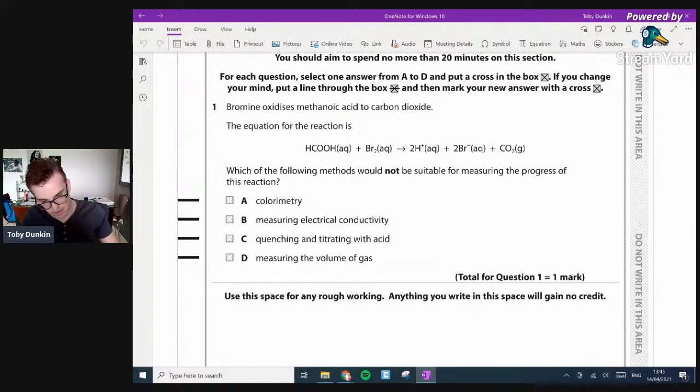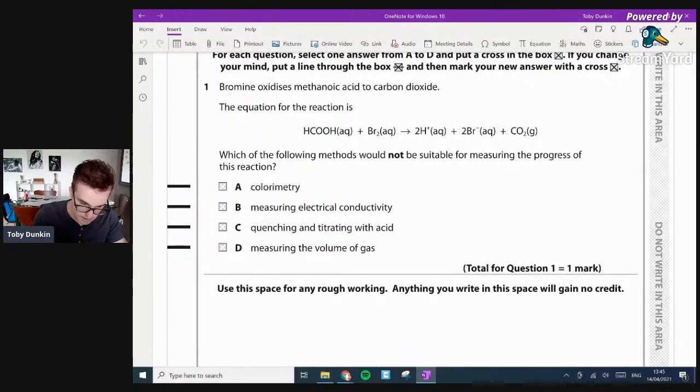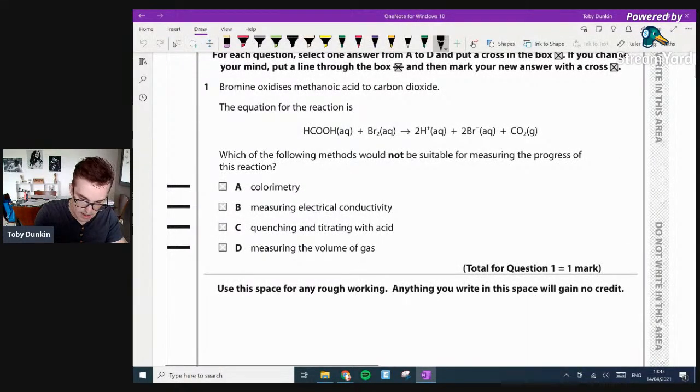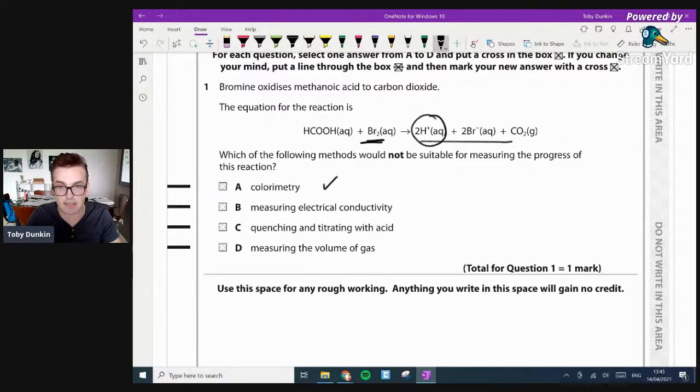Which of the following methods would not be suitable for measuring the progress? So the first thing is colorimetry is all about color. And this would be totally appropriate because we've got bromine in here, and bromine, of course, is aqueous, so it's starting orange. And we're forming colorless solutions. So that would be totally appropriate. Measuring electrical conductivity, yes, because we're producing H+ in this particular reaction. And what we know is that if you've got the presence of ions, it means that your conductivity would increase. So that one's a very reasonable one.